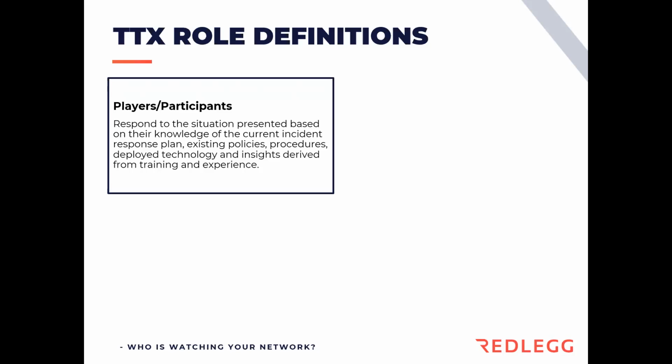So, participants, players, as we call them, respond to the situation presented based on their knowledge of the incident response plan, existing policies, procedures, deployed technology, and insights, right? We talked a little bit about the incident response plan already, but one of the things to keep in mind is that the incident response plan typically works in conjunction with existing policies and procedures in your organization. So people who are part of your incident response team should be intimately familiar with the other governing documents of your organization.